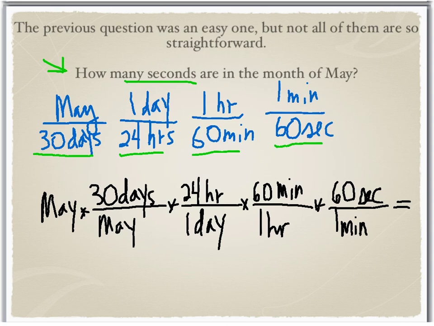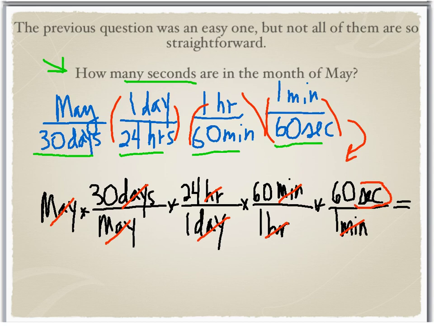So here's one way that it could be set up. Notice that all these conversion factors that we came up with, we used down here, but some of them were flipped so that the units would work out. For example, now days cancels with days, hours with hours, minutes with minutes, and we're left with seconds in the numerator, which is what we want to end up with. So when we multiply 30 by 24 by 60 by 60, we get 2,592,000 seconds for our answer.